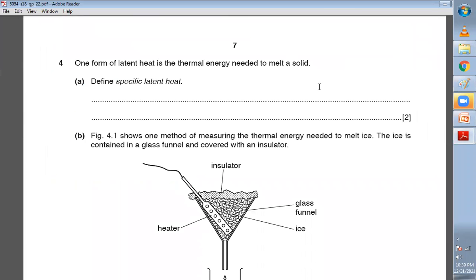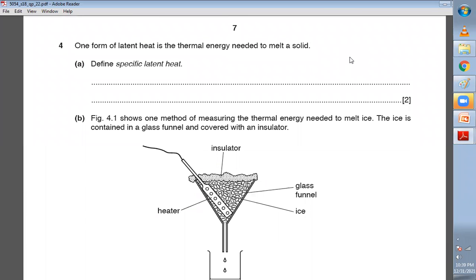Okay, the next question coming up on your screen, that's question number 4. One form of the latent heat is the thermal energy needed to melt a solid. So define the specific latent heat. Specific latent heat is the amount of heat required to convert a substance from one state to another state at a constant temperature. During that process, the temperature should not change.